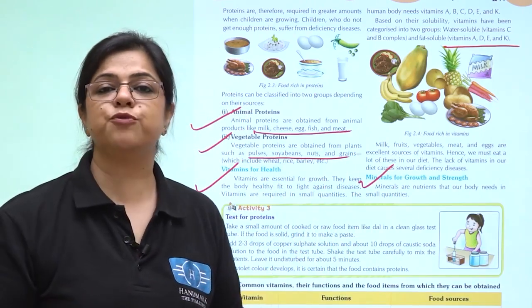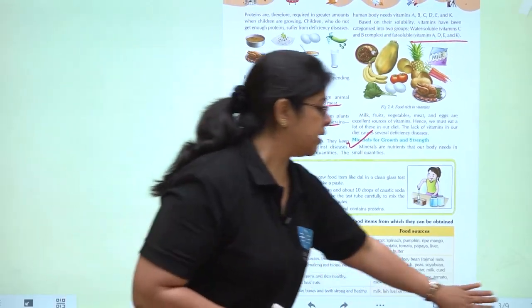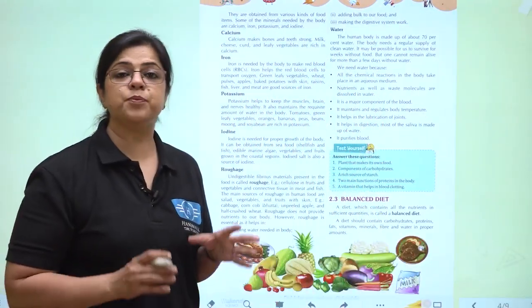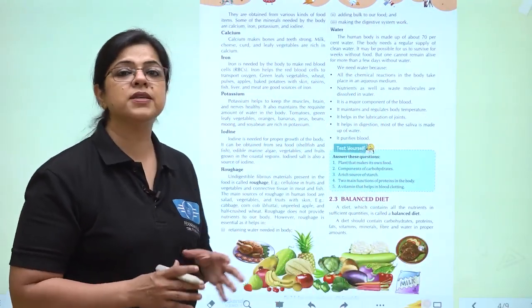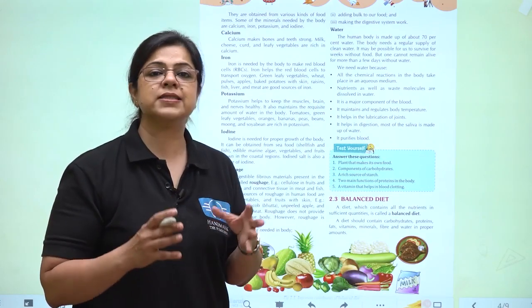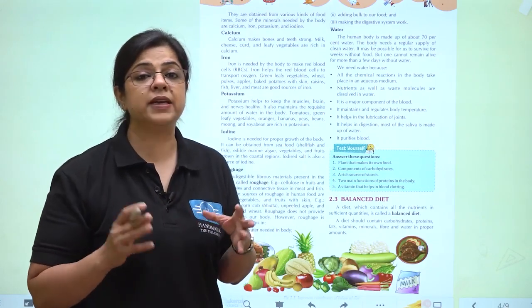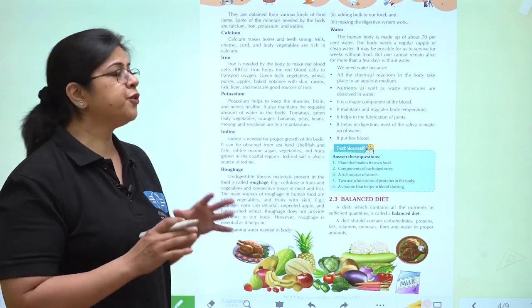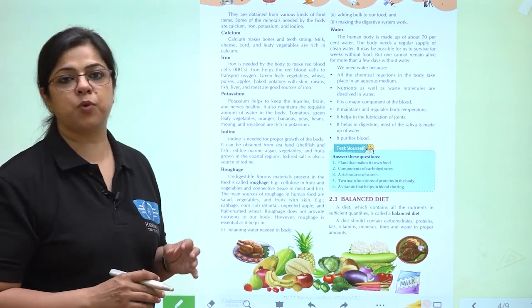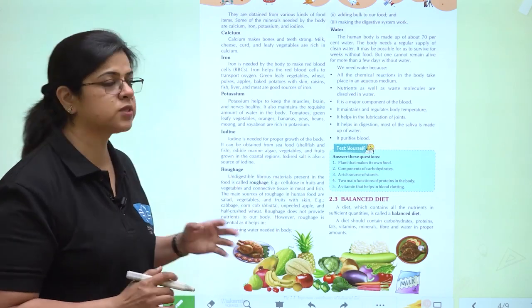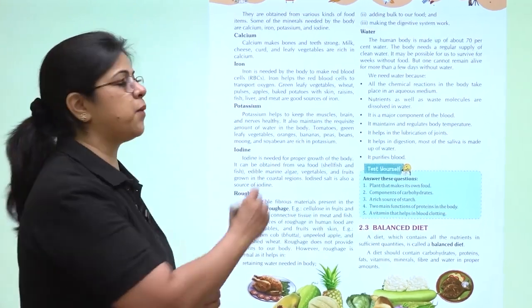The next nutrient is minerals. There are different kinds of minerals that are required by the body. There is calcium, there is iron, potassium, etc. Minerals are also required as an important source of building immunity in the body. Different minerals have different functions in the body and they are obtained from different sources. Let us understand them one by one.